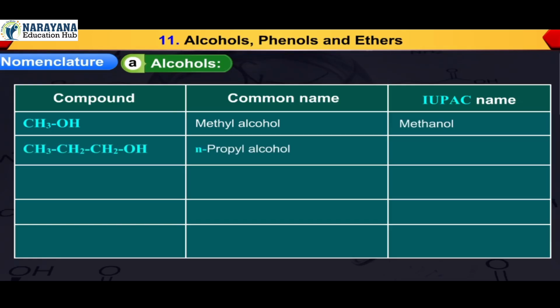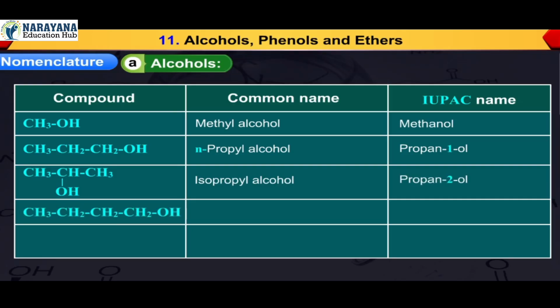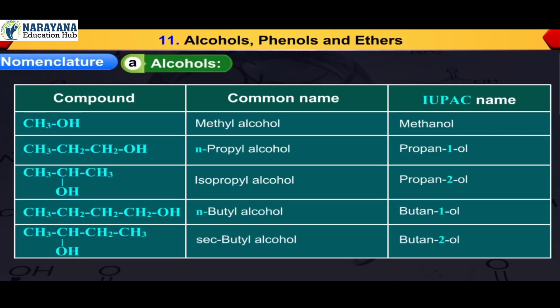CH3CH2CH2OH, n-propyl alcohol, propan-1-ol. CH3CHOHCH3, isopropyl alcohol, propan-2-ol. CH3CH2CH2CH2OH, n-butyl alcohol, butan-1-ol. CH3CHOHCH2CH3, secondary butyl alcohol, butan-2-ol.